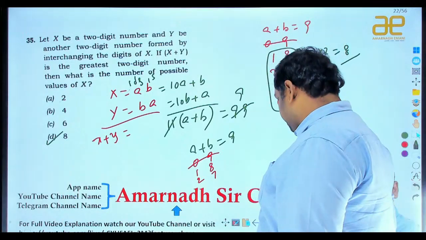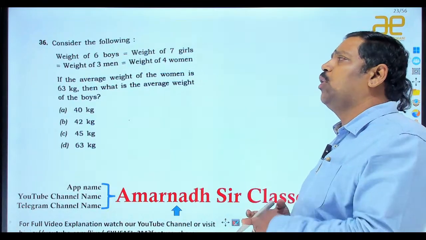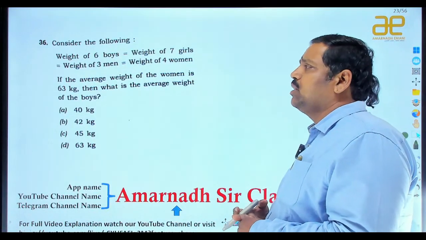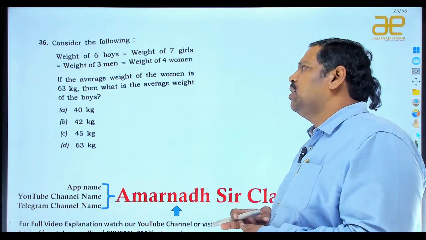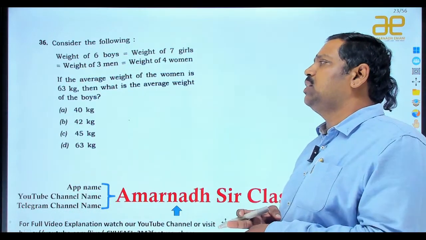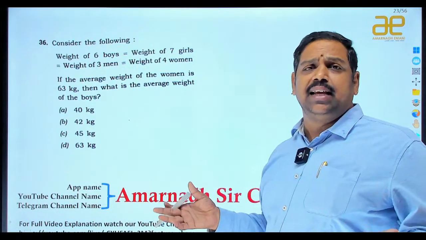Let's see the next beautiful one. Weight of 6 boys is equal to weight of 7 girls is equal to weight of 3 men is equal to weight of 4 women. If the average weight of the women is 63, then what is the average weight of the boys? I don't know why he has given this question. This is a very easy and funny question.